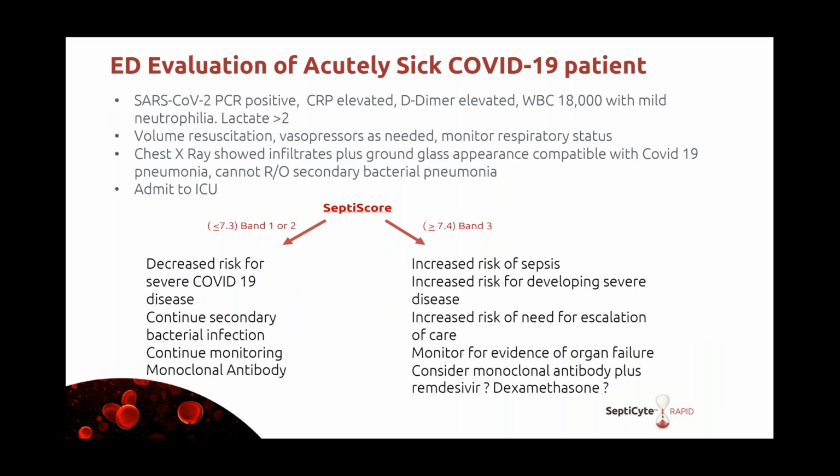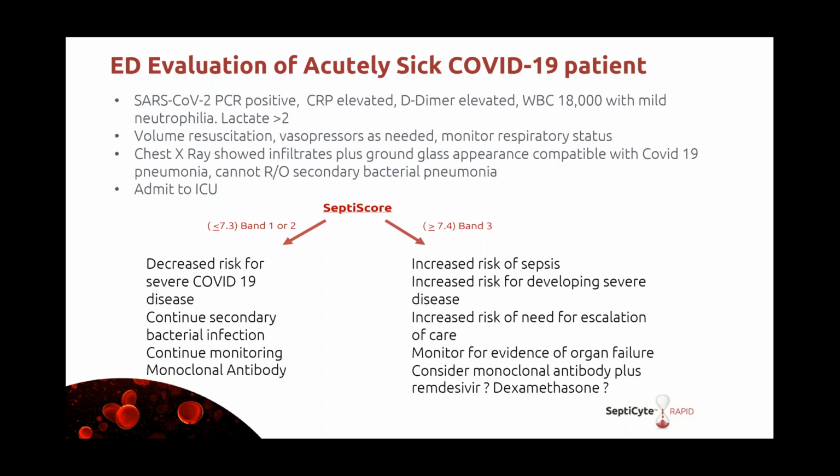Having a SARS-CoV-2 positive patient with SeptiCyte RAPID scores, if the SeptiCyte RAPID scores again are in band 1, this patient has decreased risk of severe disease and does not have evidence of sepsis, and should be treated for secondary bacterial pneumonitis, possibly a monoclonal antibody for SARS-CoV-2, but is at low risk for progressive disease.